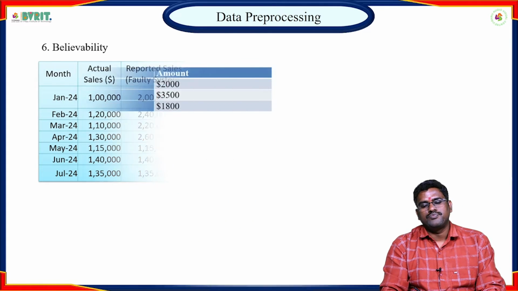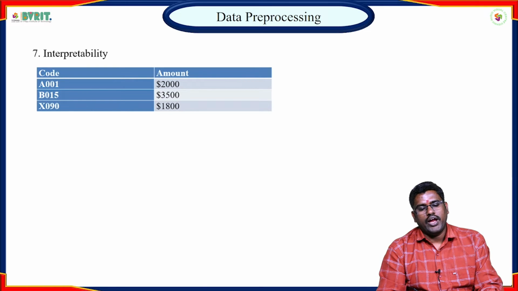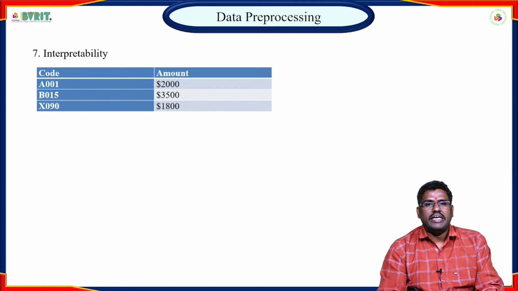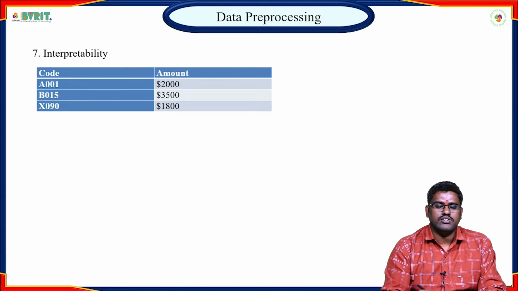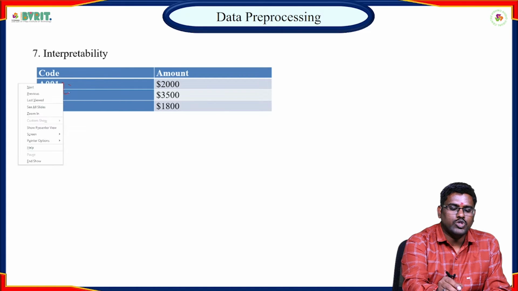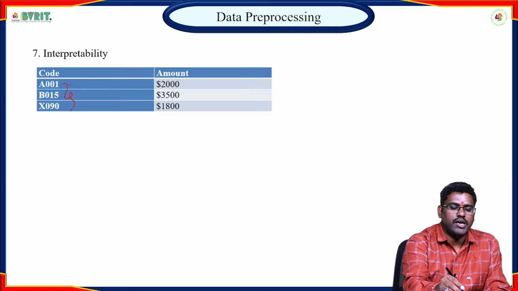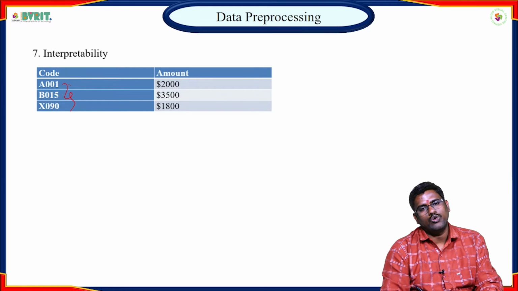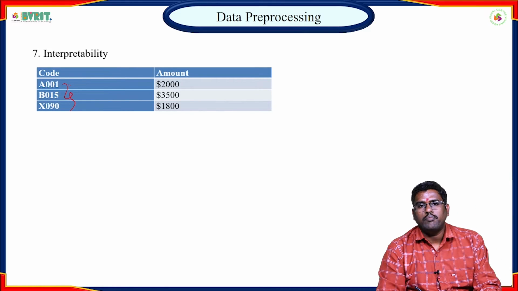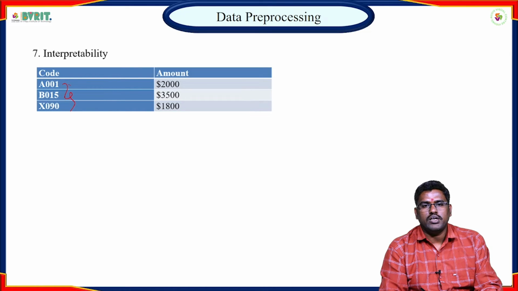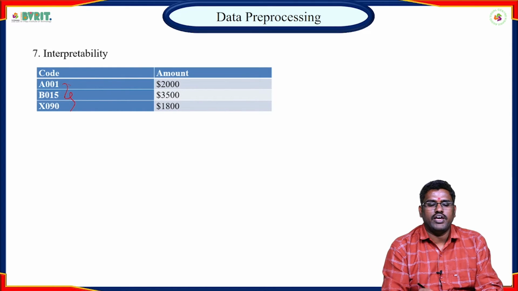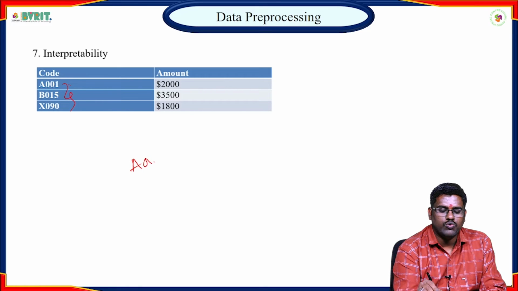Next one, interpretability. Interpretability means we have to identify based on the codes. See, we are seeing A001 here, A001, B015 and X090. That means they have given different codes for the amounts. For the individual codes, we are given some amount. Interpretability means it is used to identify, for example, A001 is purchasing the amount $2,000.